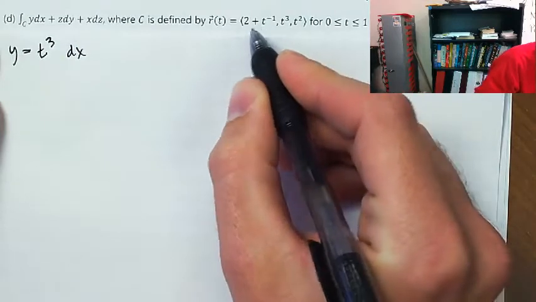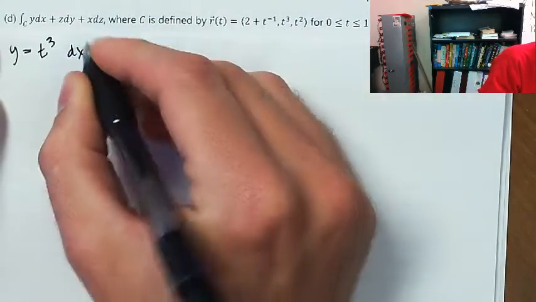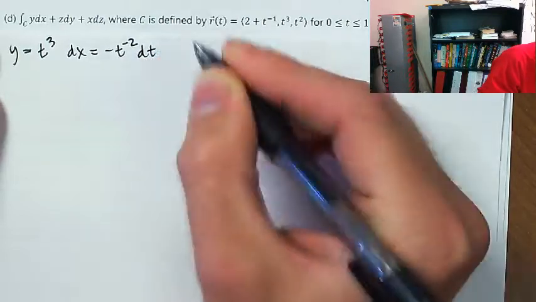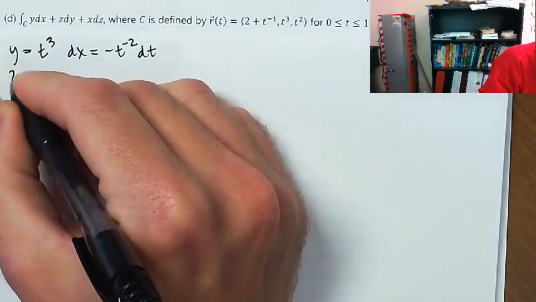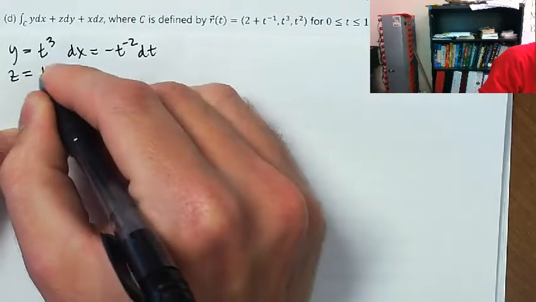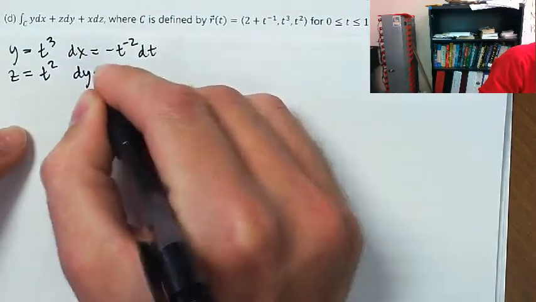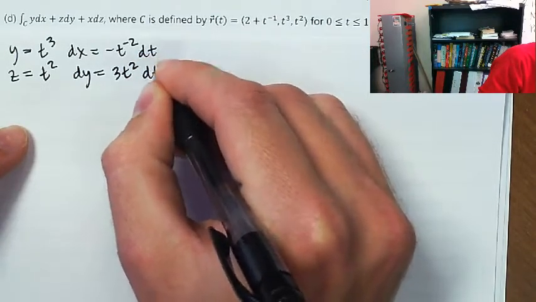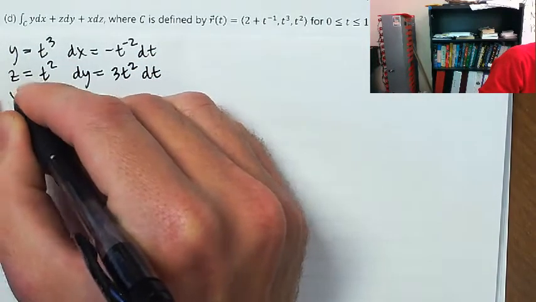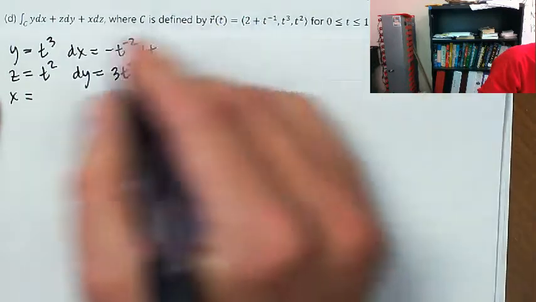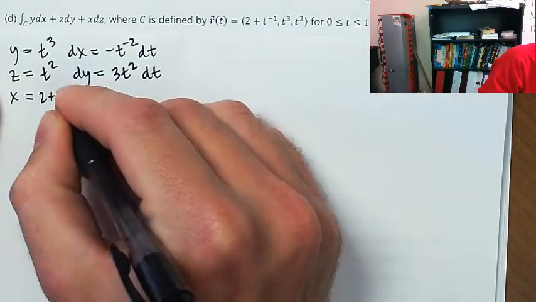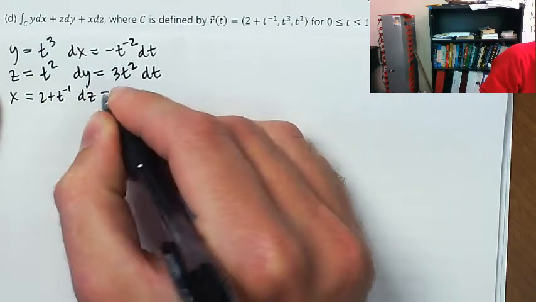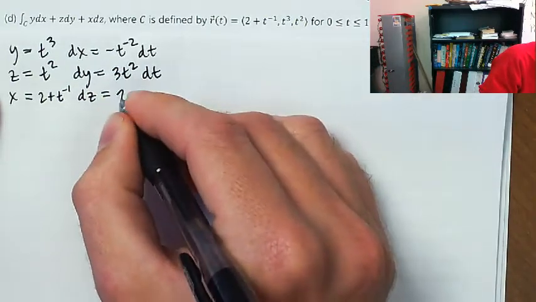dx is going to be, okay, the derivative of this is negative t to the negative 2 dt. Okay, z equals t squared. dy is going to be 3t squared dt. And x is 2 plus t to the negative 1, and dz is equal to 2t dt. Okay, I see where this is going.